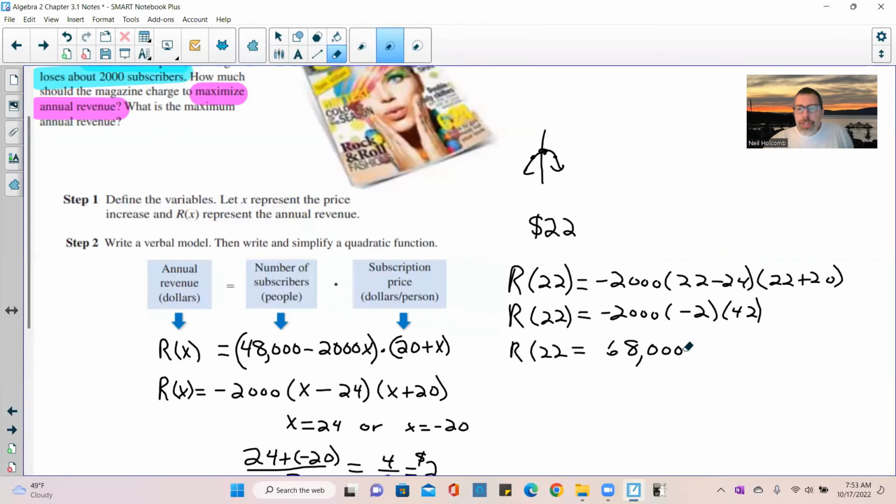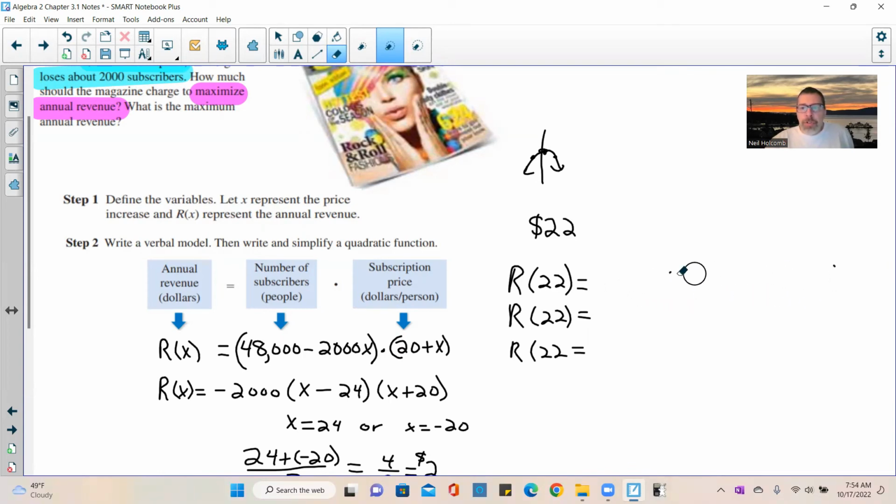Okay, so when you're doing these, you always should think, and that's what I always say, your last step is, does my answer make sense? And that answer did not make sense because it was way lower than the original 48,000 subscribers. And that does not make sense. I do not want R of 22. I want R of 2, because our increase in price was $2, not $22. It brought it up to 22, but I want R of 2.